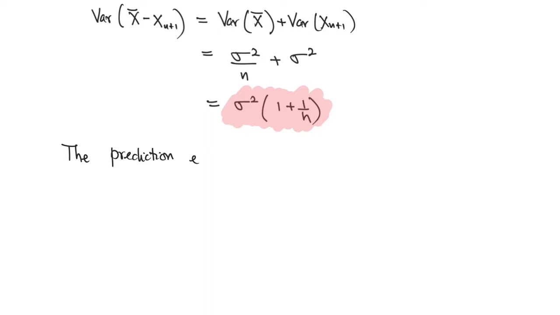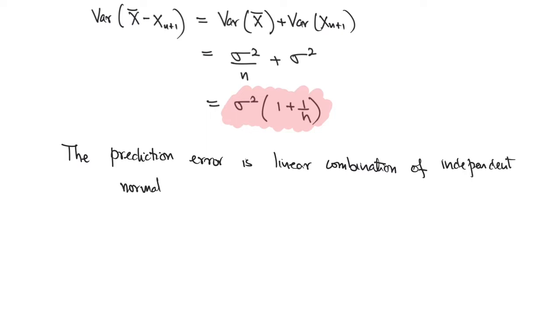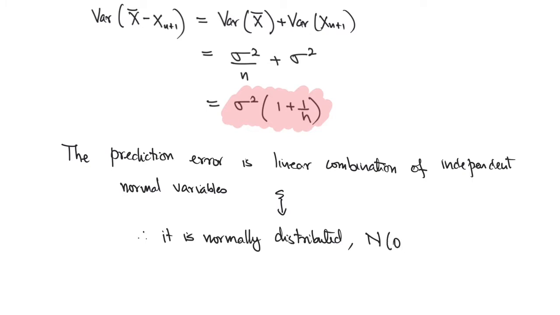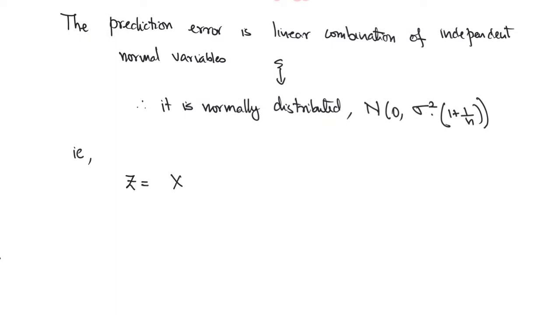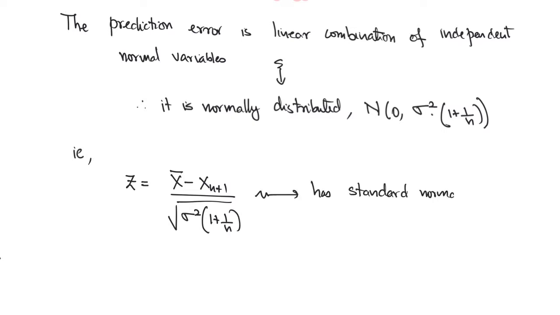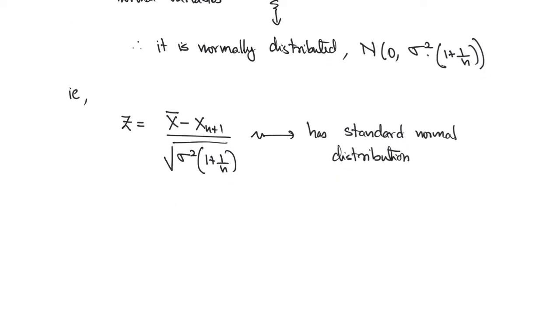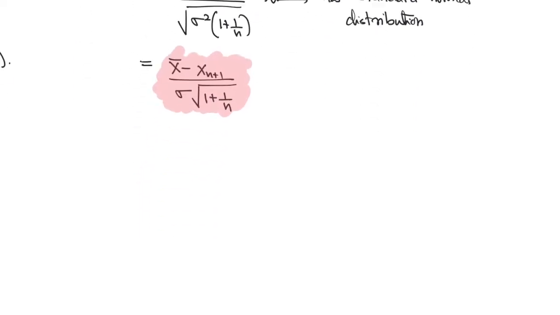So the prediction error is a linear combination of independent normal variables. Therefore, it is going to be normally distributed with the expected values and variances that we have just calculated. That is normal with expected value 0 and variance sigma squared times 1 plus 1 over n. This means that the random variable x bar minus x n plus 1 divided by the square root of sigma squared times 1 plus 1 over n is going to have the standard normal distribution. The denominator simplifies to sigma times square root of 1 plus 1 over n.